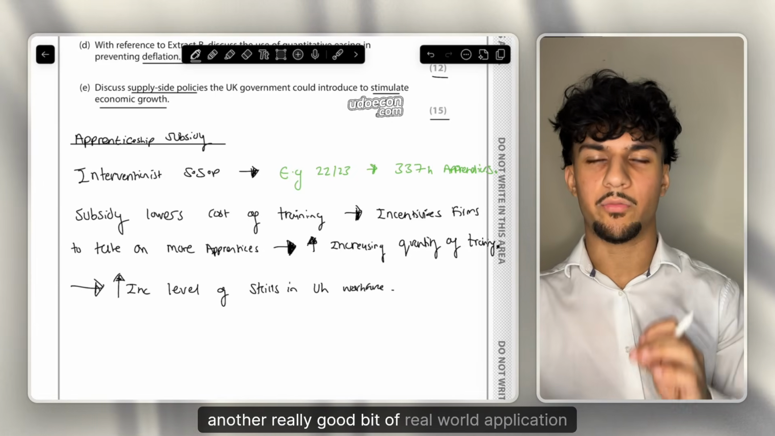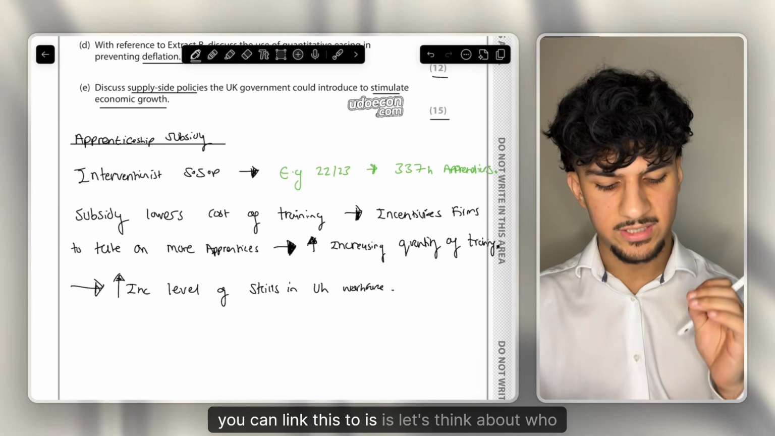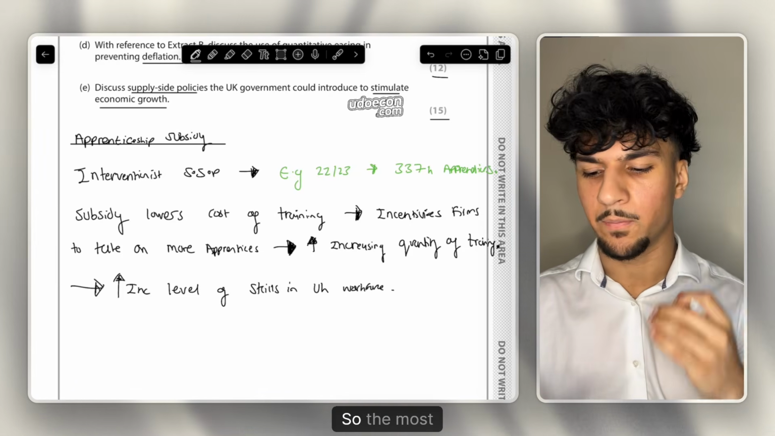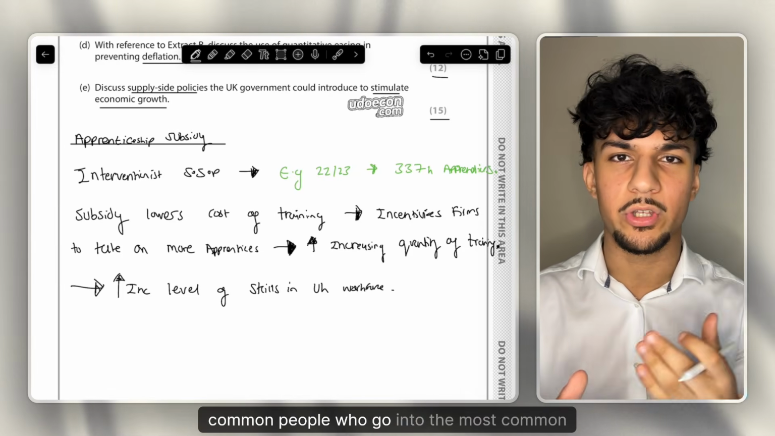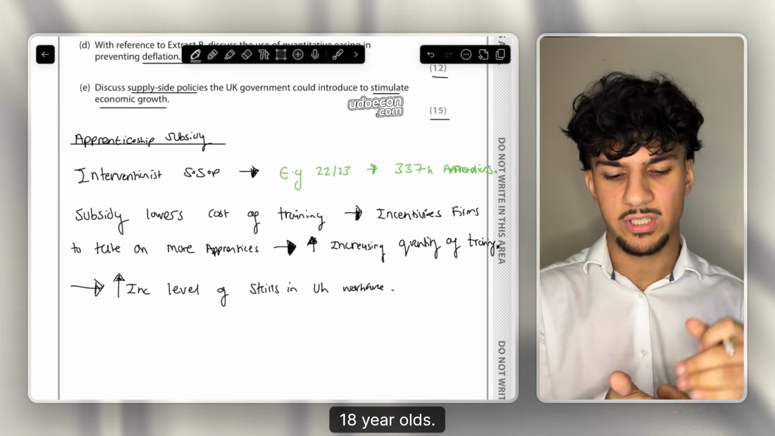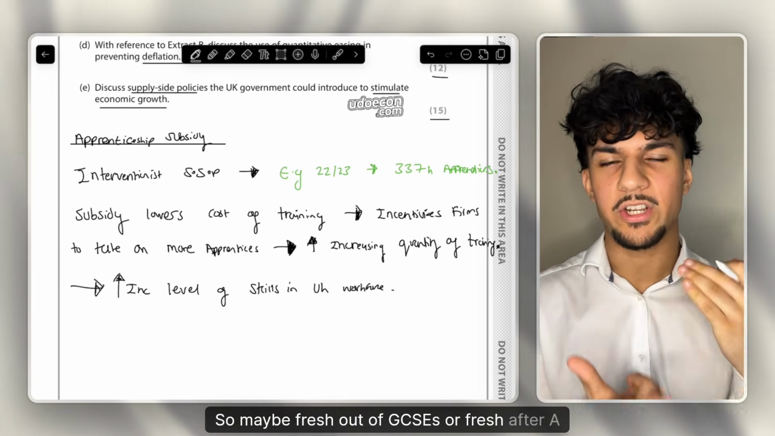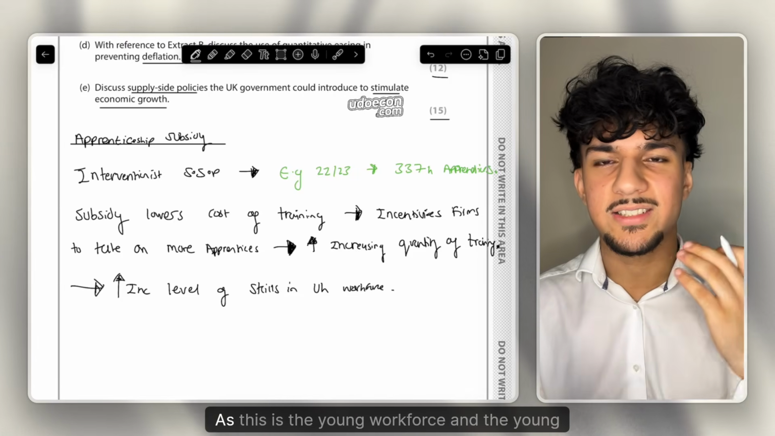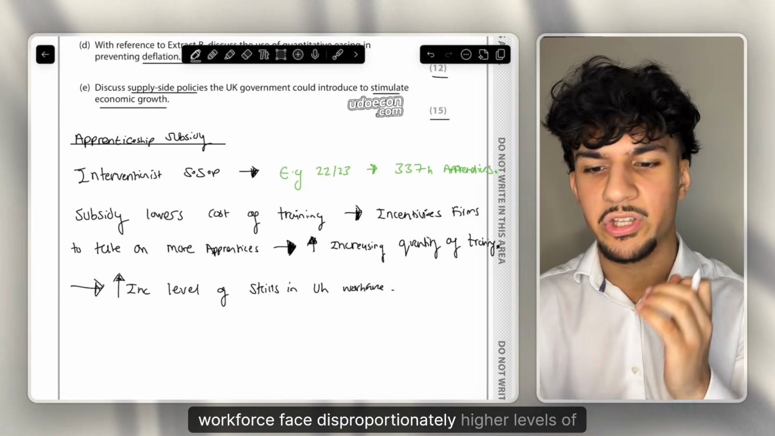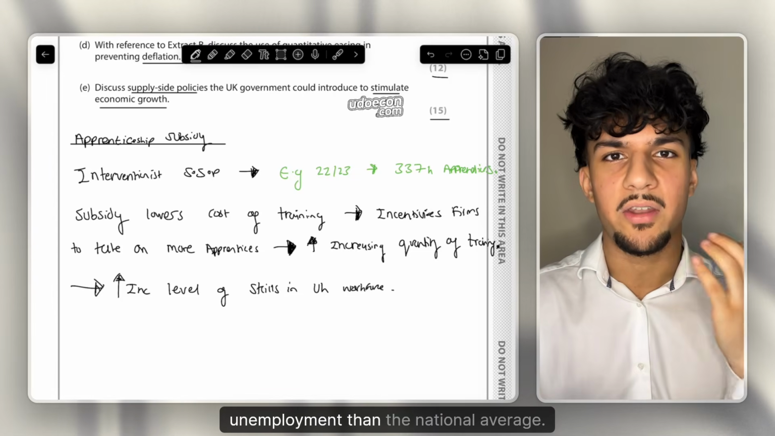Another really good bit of real-world application you can link this to is, let's think about who benefits the most from these apprenticeship schemes. The most common individuals who go into apprenticeships are 16 and 18 year olds, so maybe fresh out of GCSEs or fresh after A level. Now why does this matter? As this is the young workforce, and the young workforce face disproportionately higher levels of unemployment than the national average.